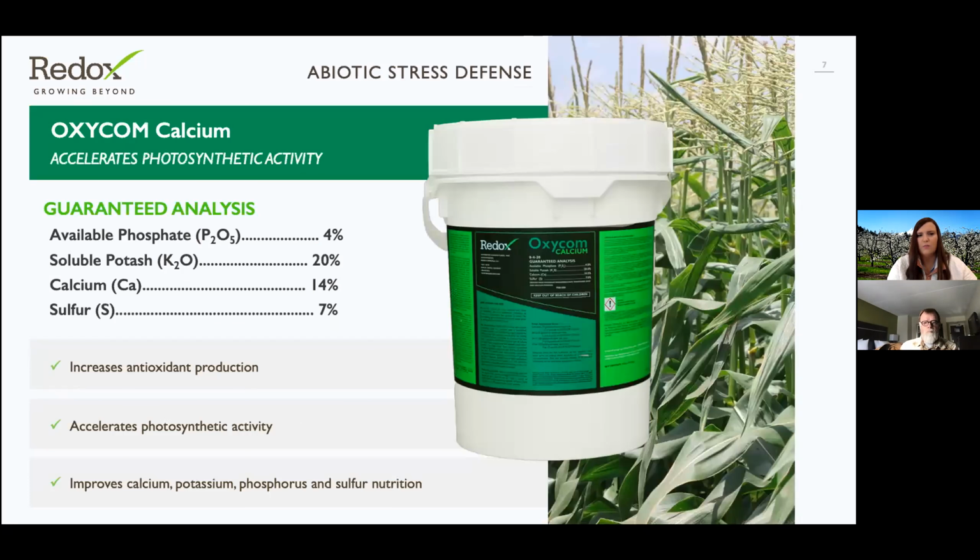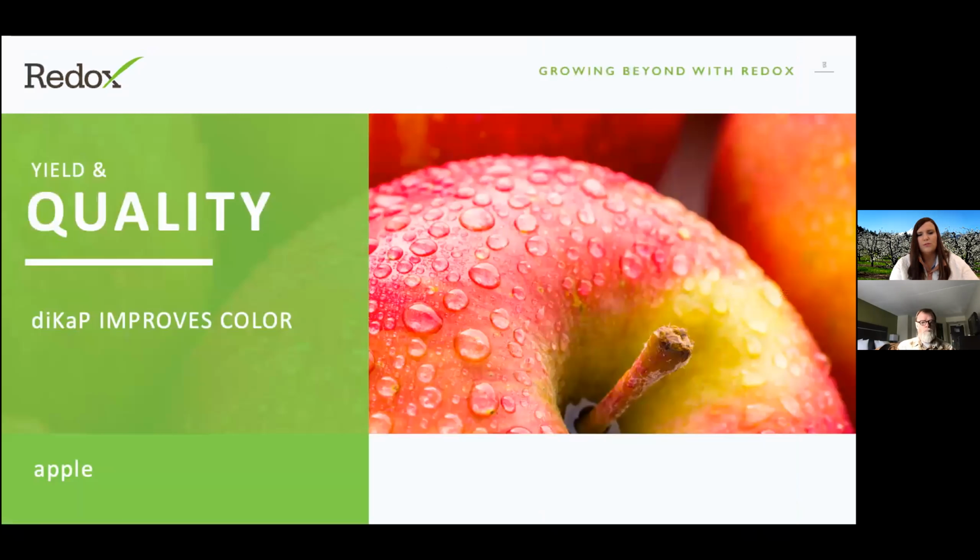And then the second product is Oxycalm Calcium. This product also has a little bit of potassium as well as some other nutrients. It really helps to increase photosynthetic activity as well as those antioxidants. So again, with both of these products, we're supplying plant available potassium as well as helping to decrease overall plant stress. I'm going to share a couple of trials that we have done to look at both of these products and their effects on red color.